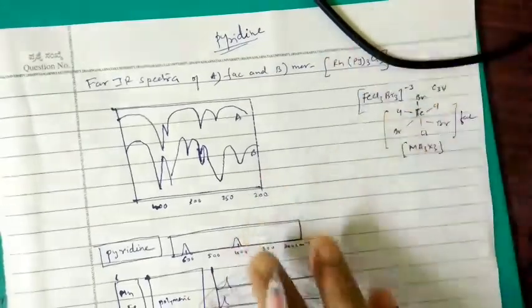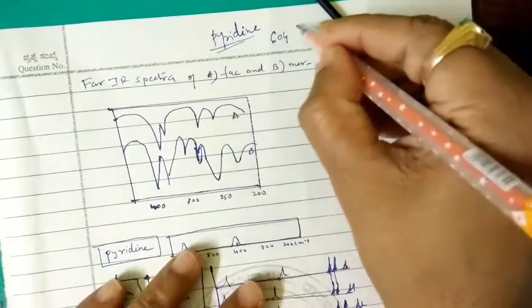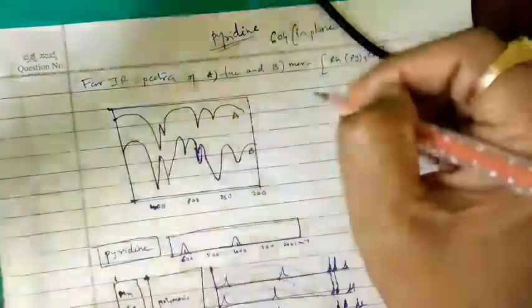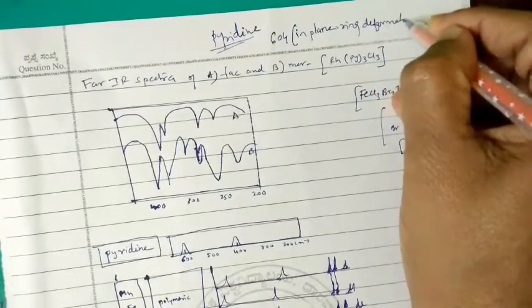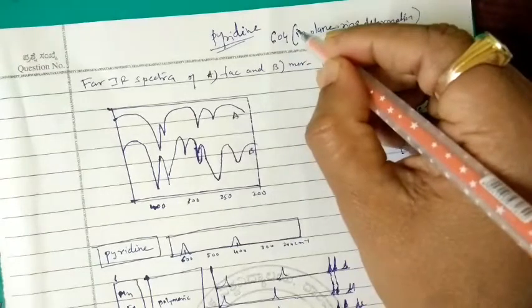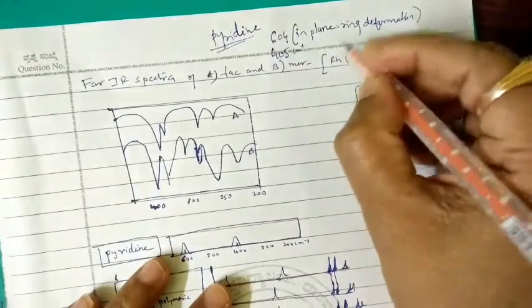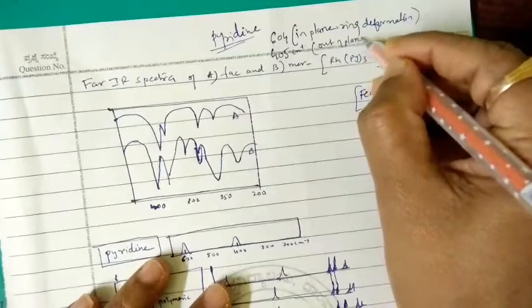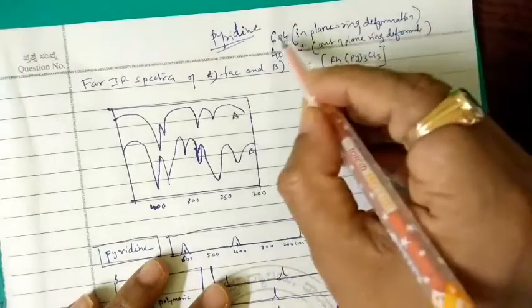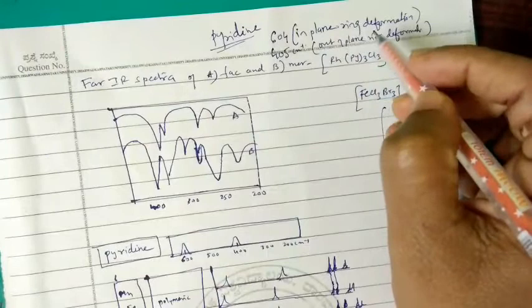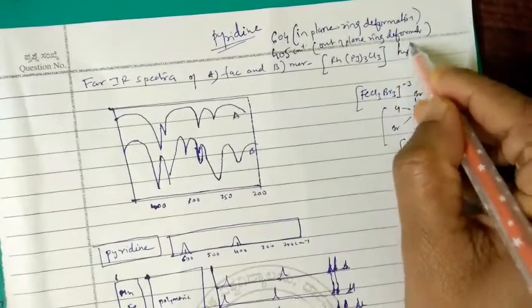But those at 604 per centimeter, which is the in plane ring deformation, and at 405 per centimeter, which is the out of plane ring deformation, seem to be shifted to higher frequency.